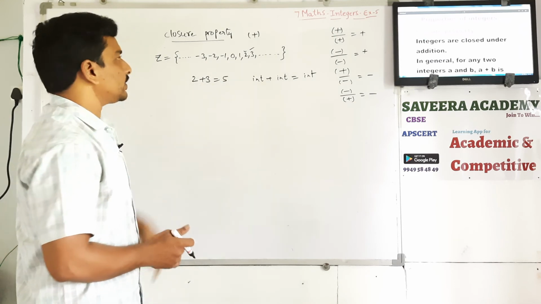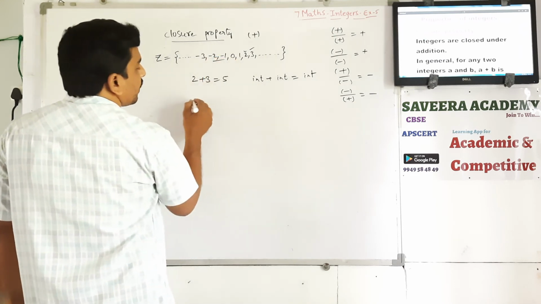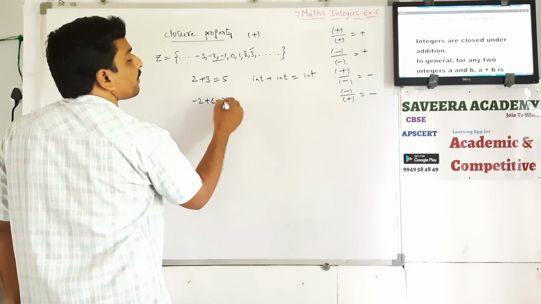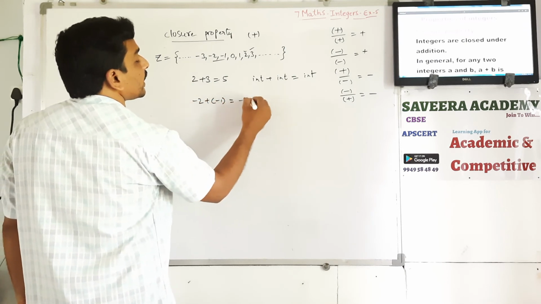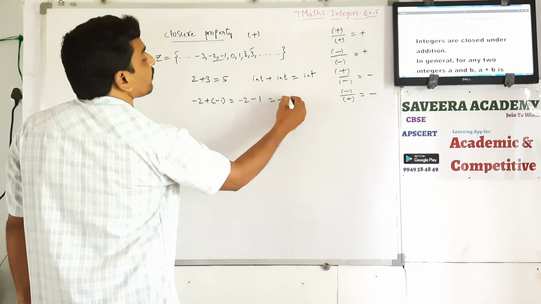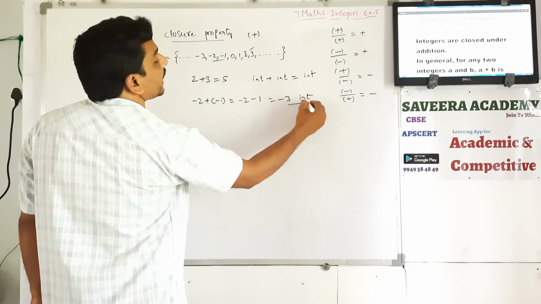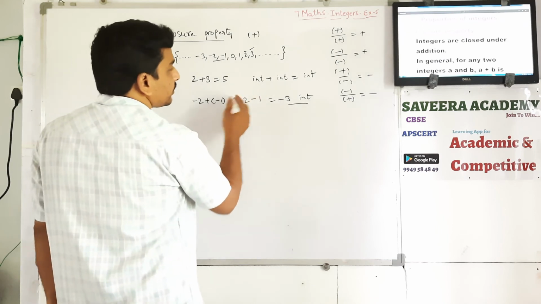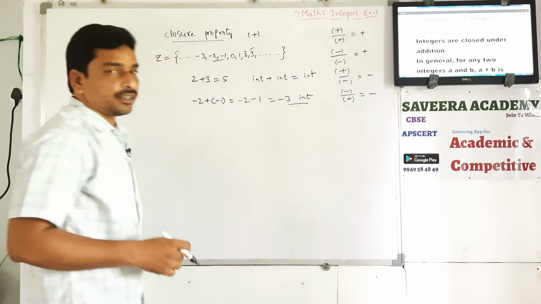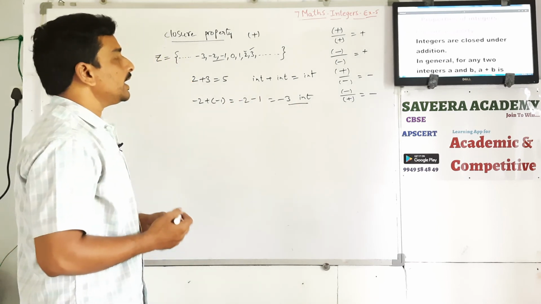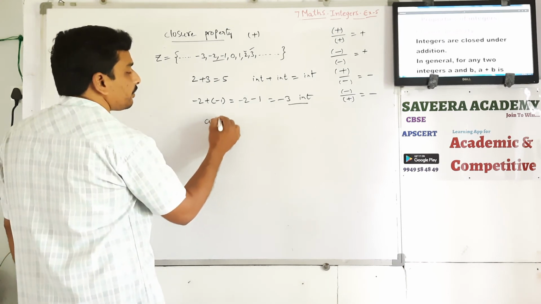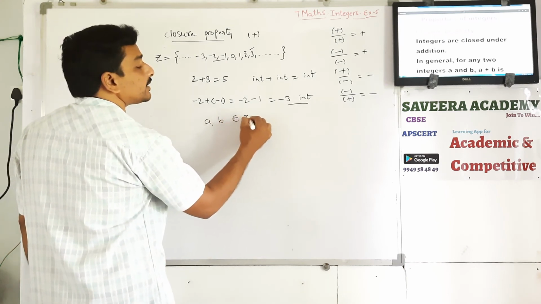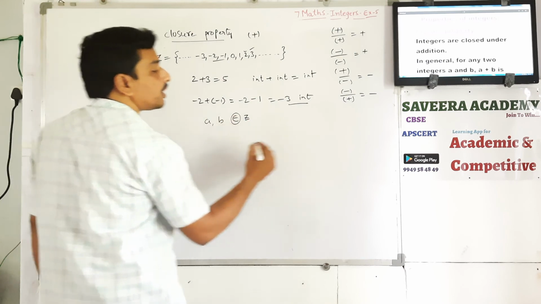Yes or no? Next, suppose you take these two, minus 2 plus minus 1. So this is equal to totally minus 2 minus 1, minus 3. Again this is also an integer. Here minus 3 is there, an integer. Therefore here also integer plus integer is equal to integer. Yes or no? So in general, suppose A and B are 2 integers.